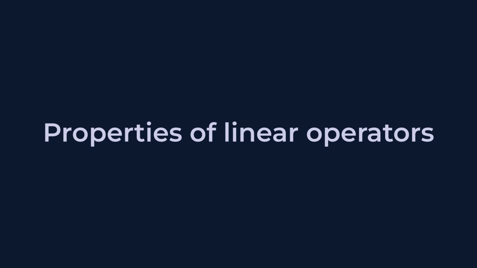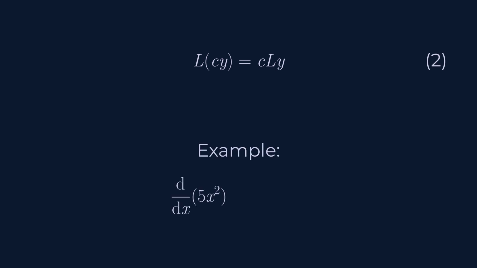Now, the reason we are even discussing any of this is because linear operators have a bunch of very interesting and useful properties. So first of them is the multiplicative property, where if we take the linear operator and apply it to cy, where c is some constant, that will simply be equal to c times that linear operator applied to the function. For example, if our L is d over dx and we apply that to the function 5x squared, that will be the same as 5 times that operator d over dx applied to x squared, because 5 is a constant and we can bring that out front.